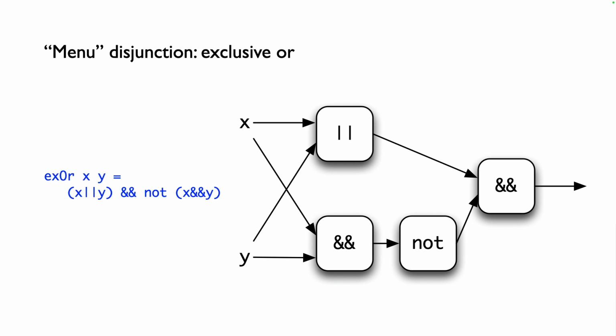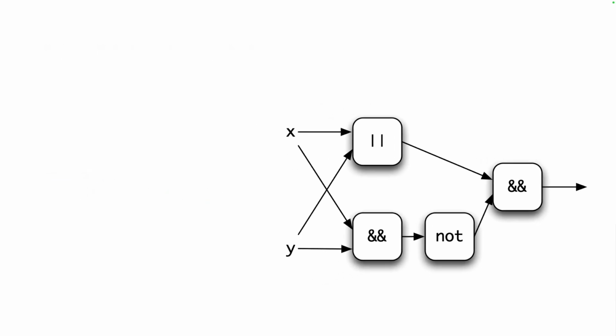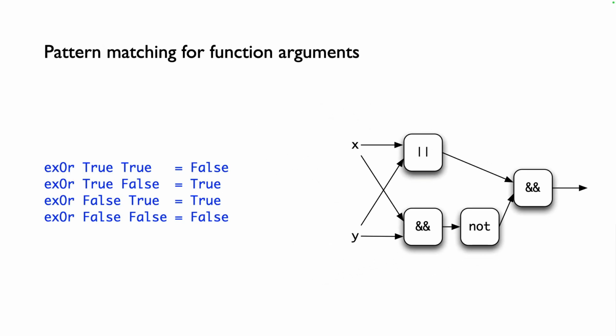But what I want to do now is do something a bit different. I want to show you that when you write a definition in Haskell, you don't always have to put variables on the left-hand side of a function definition. You can do what's called pattern matching. And here is another way of defining exclusive OR. It gives 4 cases, 4 equations, one for each combination of arguments. So exclusive OR of true and true is false, exclusive OR of true and false is true, exclusive OR of false and true is true, and exclusive OR of false and false is false.